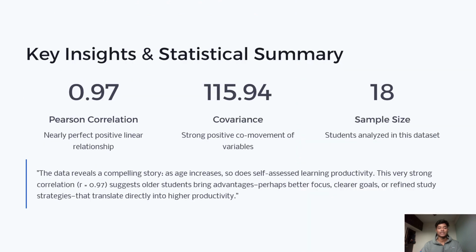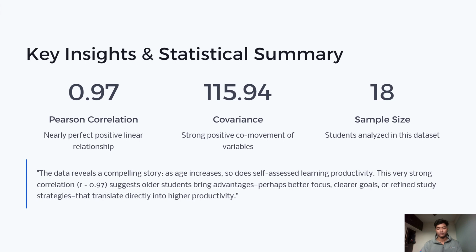Now, looking at the key insights and summary. To summarize our findings, Z-score normalization helped us standardize the data and identify how each student compares to the group. Covariance, which is 115.94 from our calculation, showed a positive rising pattern, and correlation, 0.97 from our calculation, confirmed a very strong positive relationship between age and productivity. Overall, the data strongly suggests that productivity increases with age.